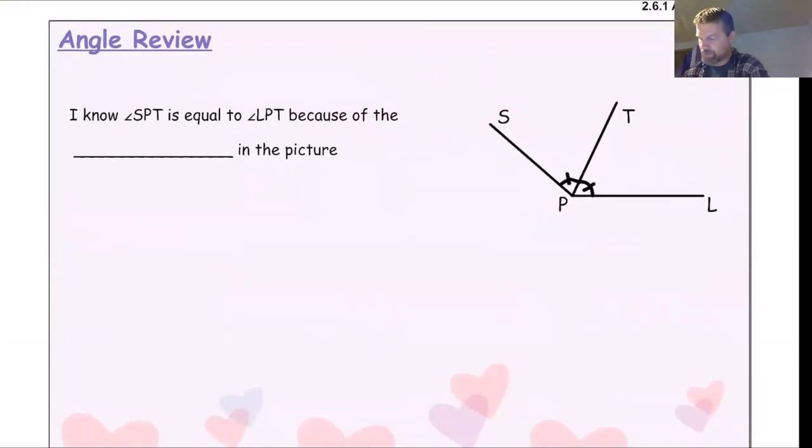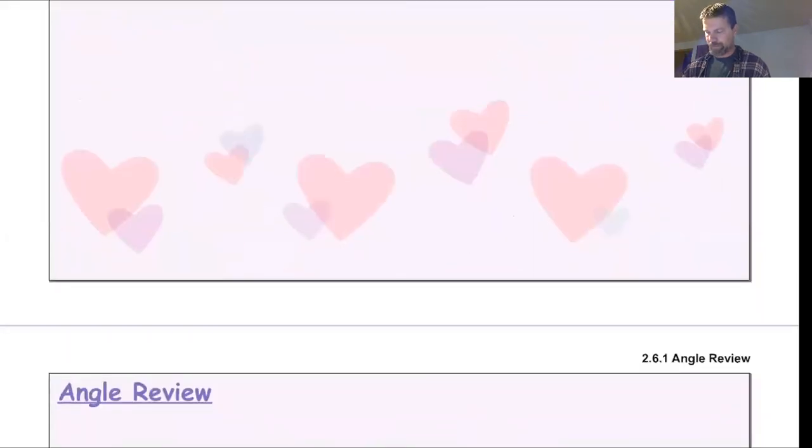All right, next one says, I know angle SPT is equal to angle LPT because of the blank in the picture. So here's SPT. Here's TPL or LTP. And I know they're equal because of those little markings, right? If that ever happens, we know we have equal angles. We call those tick marks.